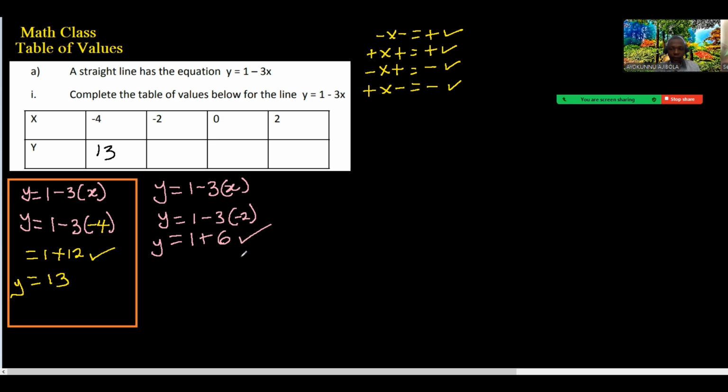How did I get 6? Look at it the same way I explained here. So think about this new one. You can see 1 here, you can see 3 and 2 here, now you can see 6. Think about that and tell me, how did I get 6? 3 times maybe 2 gives 6, okay? Then why is it positive?